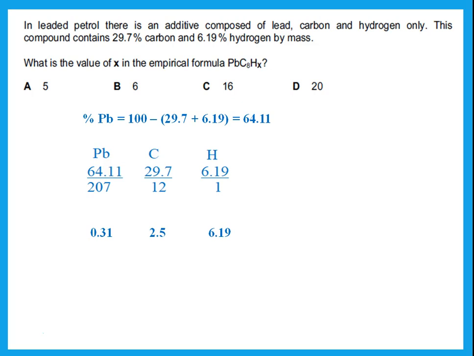Okay, and then what was the next step? We said we look at these numbers and divide by the smallest. So 0.31 was the smallest, so I divide through by 0.31. I get the ratios are 1 to 8 to 20. That means the X that he has in that formula is 20.